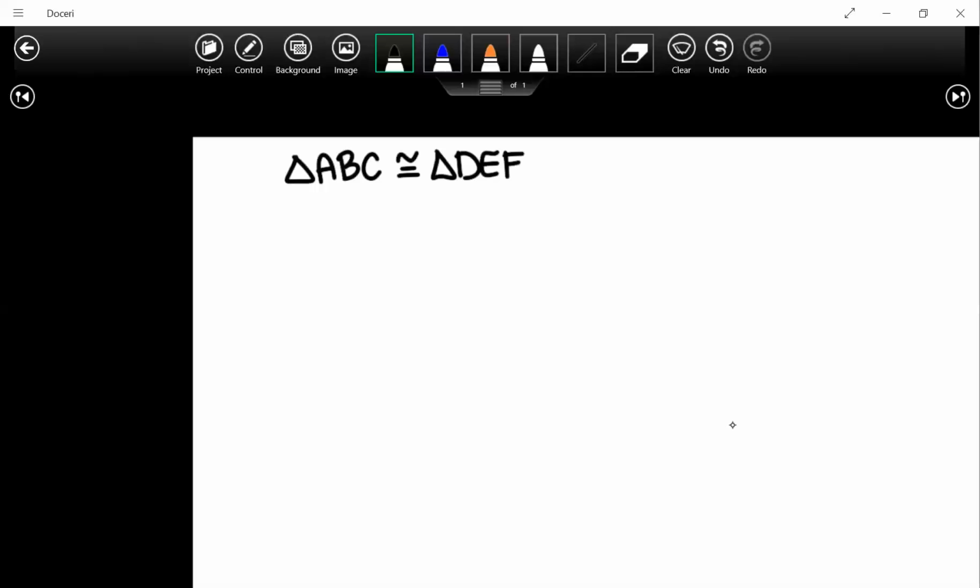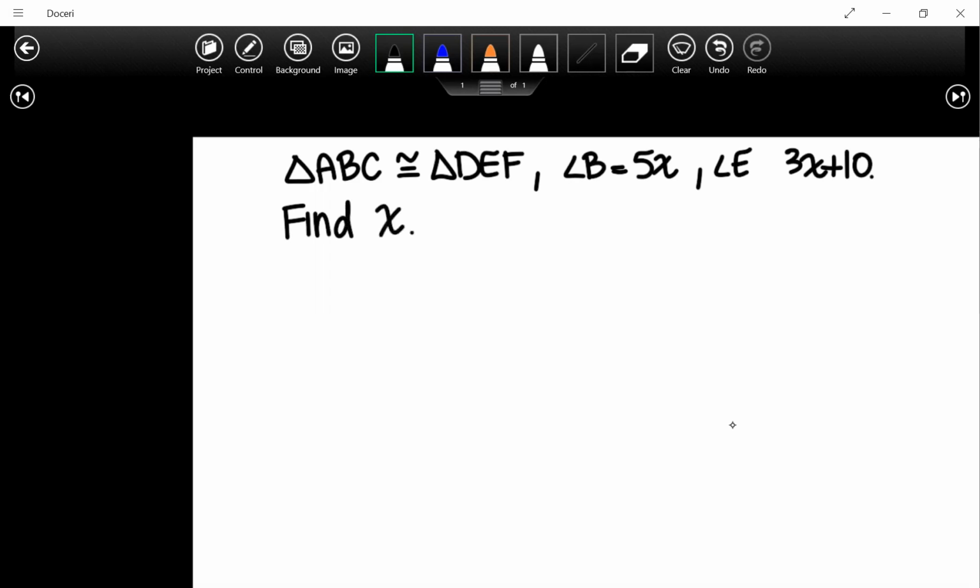And let's say I give you additional information that angle B is equal to 5x. And let's say I give you angle E is 3x plus 10. And the question that I can ask you is find x and find the angle measure of E. Okay.